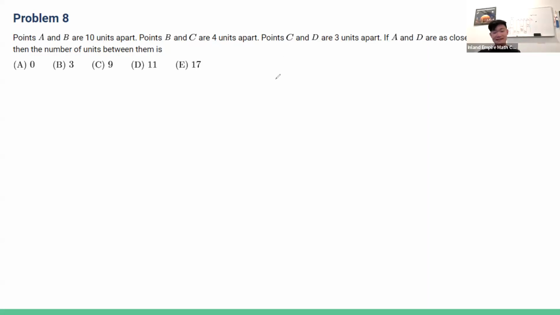So what it's asking is we want to put points A, B, C, and D in a configuration so that it meets these criteria, but at the same time, A and D are the smallest possible value. So we need A, and we know that the distance between A and B is 10. That we can't do anything about.